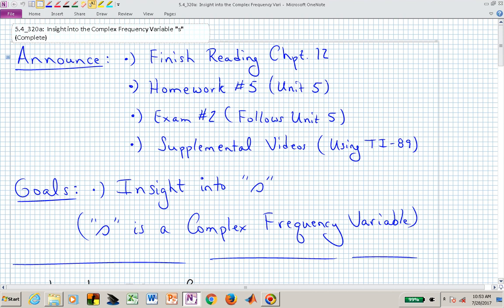Welcome back to ECE 320A. We've been playing with Laplace transforms and inverse Laplace transforms. They have introduced this variable S. It's a complex frequency variable.